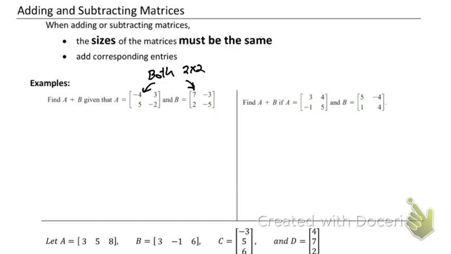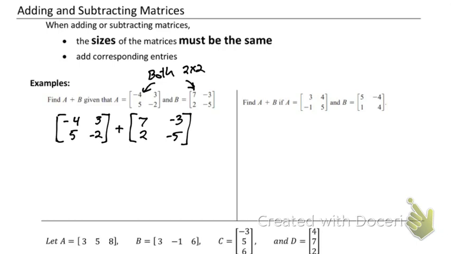Now we're just going to go element by element. So when we're adding these two things together, I'll go step by step. Currently we're trying to do -4, 3, 5, -2, and I'm trying to add that to 7, -3, 2, and -5. Like I said, you add element by element.